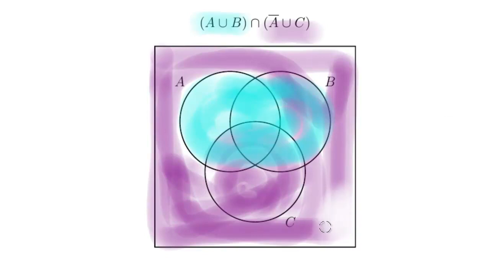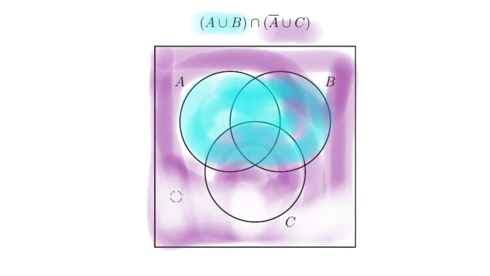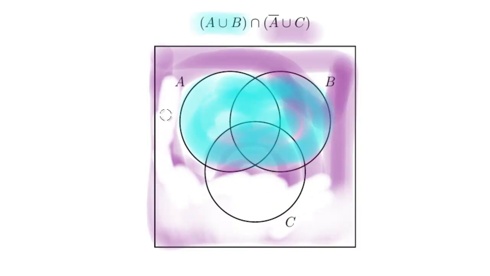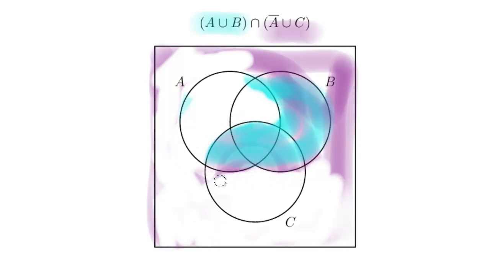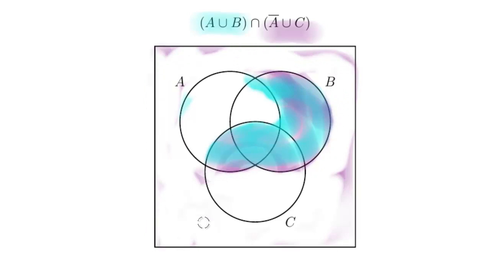So this stuff was only shaded purple, so we'll get rid of that. This stuff was only purple. This stuff was only blue here. This was only blue. That was only purple. Only purple. And what are we left with? We are left with this region here that is shaded both those colors, and there is the Venn diagram for that set.